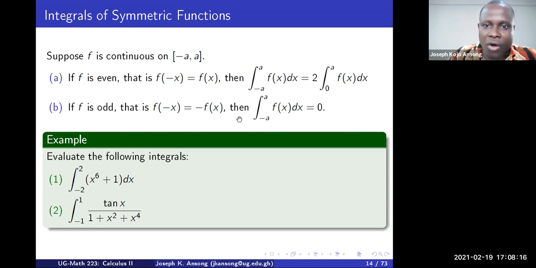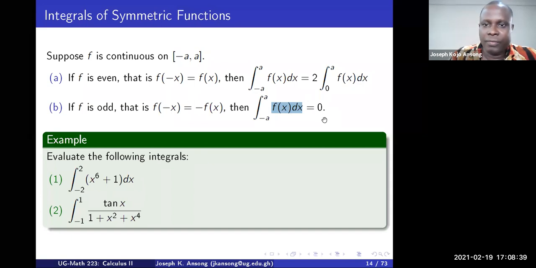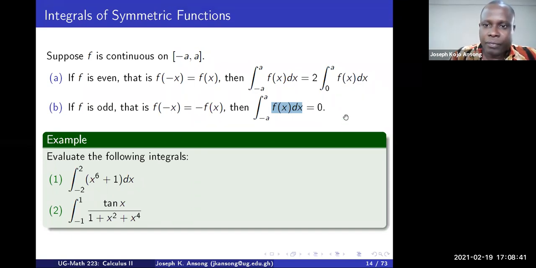If the function is odd, then the integral from negative a to a of f of x dx is just 0. It doesn't matter how complex the function is, as long as it's odd and you are integrating from negative a to a, or negative b to b, like negative 10 to 10. As long as the function is odd, the result is 0. So keep that in mind. It will save you a lot of work.